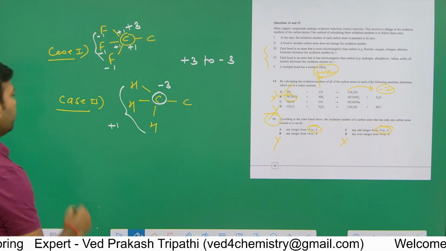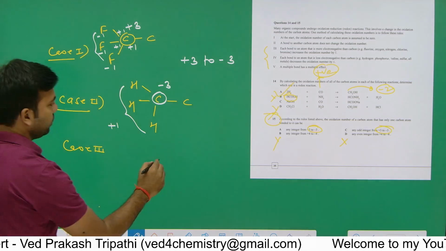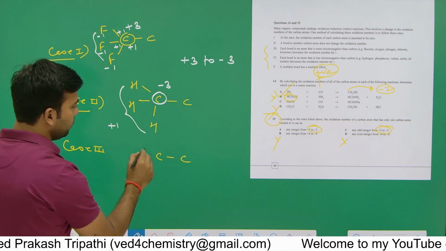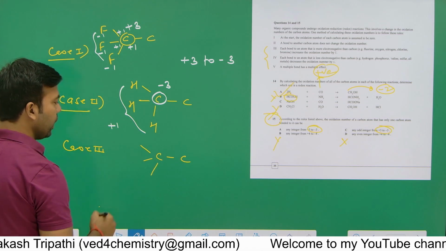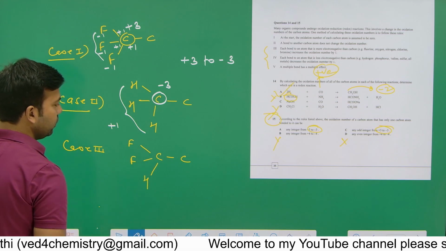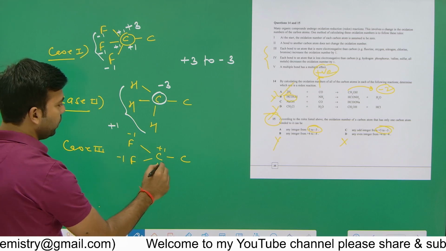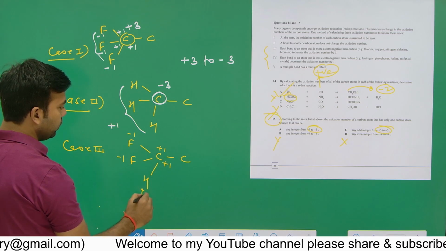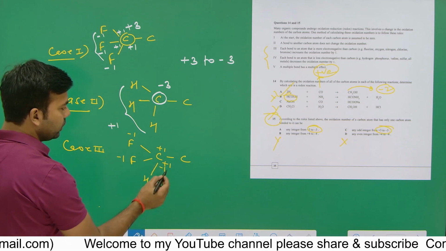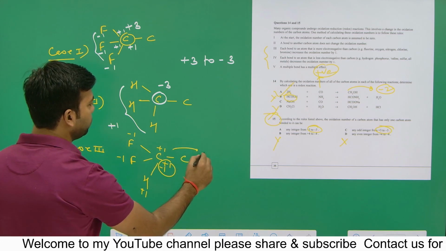Now we have another condition, case 3. Suppose here I am going to keep 2 fluorine and 1 hydrogen. So -1, this is +1, -1, again +1, and this is +1, this is -1. So you can see plus and minus cancel out, and carbon is +1. So this is +1.